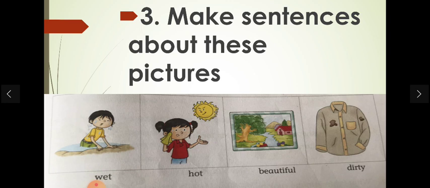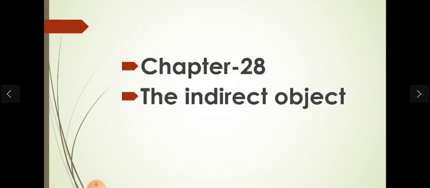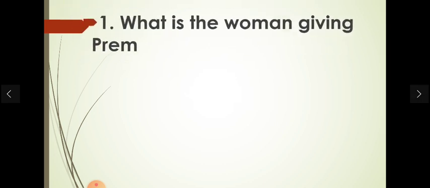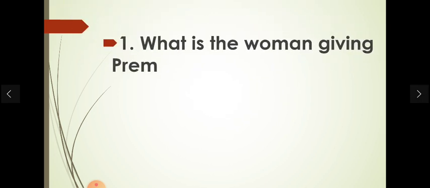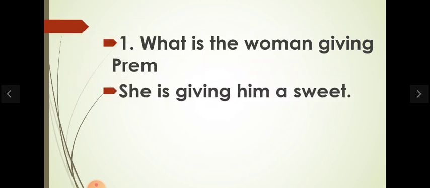Okay, now we can start the next chapter, which is chapter number 28, the indirect objects. Here are given some sentences which are indirectly related to another word or another person or another object, the indirect objects. See, what is the woman giving Prem? Here the woman is giving something to Prem. So here the answer is she is giving him a sweet. So here the object is Prem, which is indirectly related to the woman.